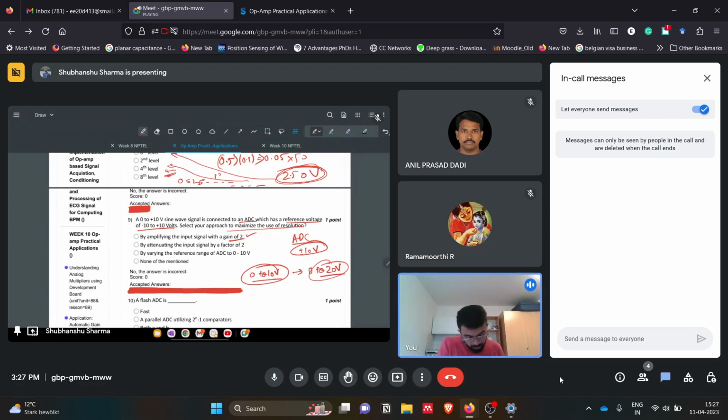Now if we attenuate a signal, anyway attenuation is not good because we lose some information. So if we attenuate, this will be 0 to 5 volt.